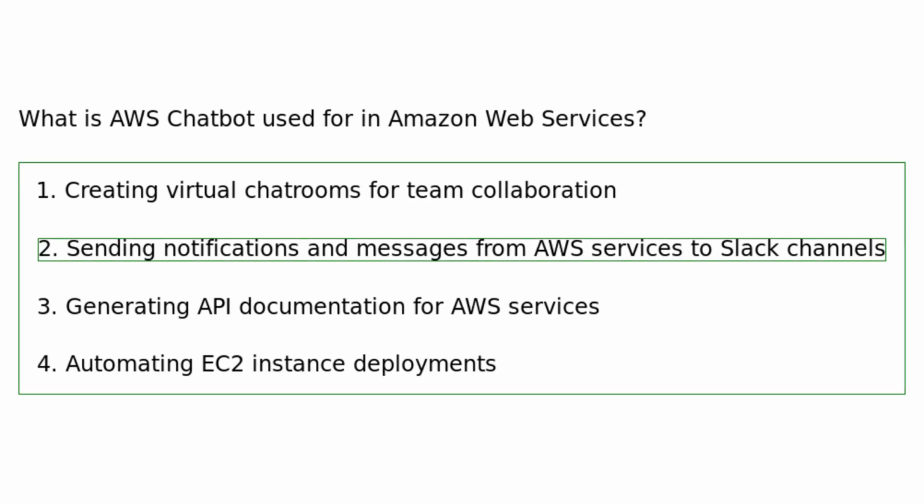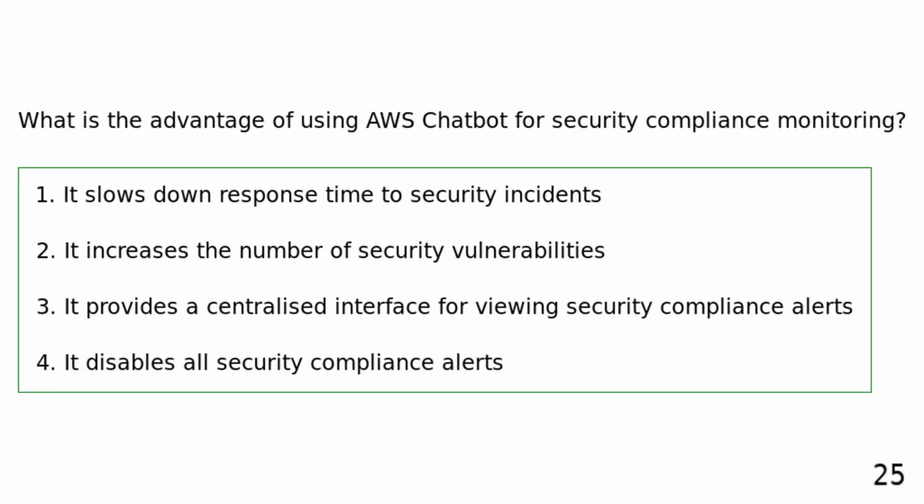AWS Chatbot is primarily used for sending notifications and messages from AWS services to Slack channels, enabling teams to stay informed about their AWS resources. What is the advantage of using AWS Chatbot for security compliance monitoring?